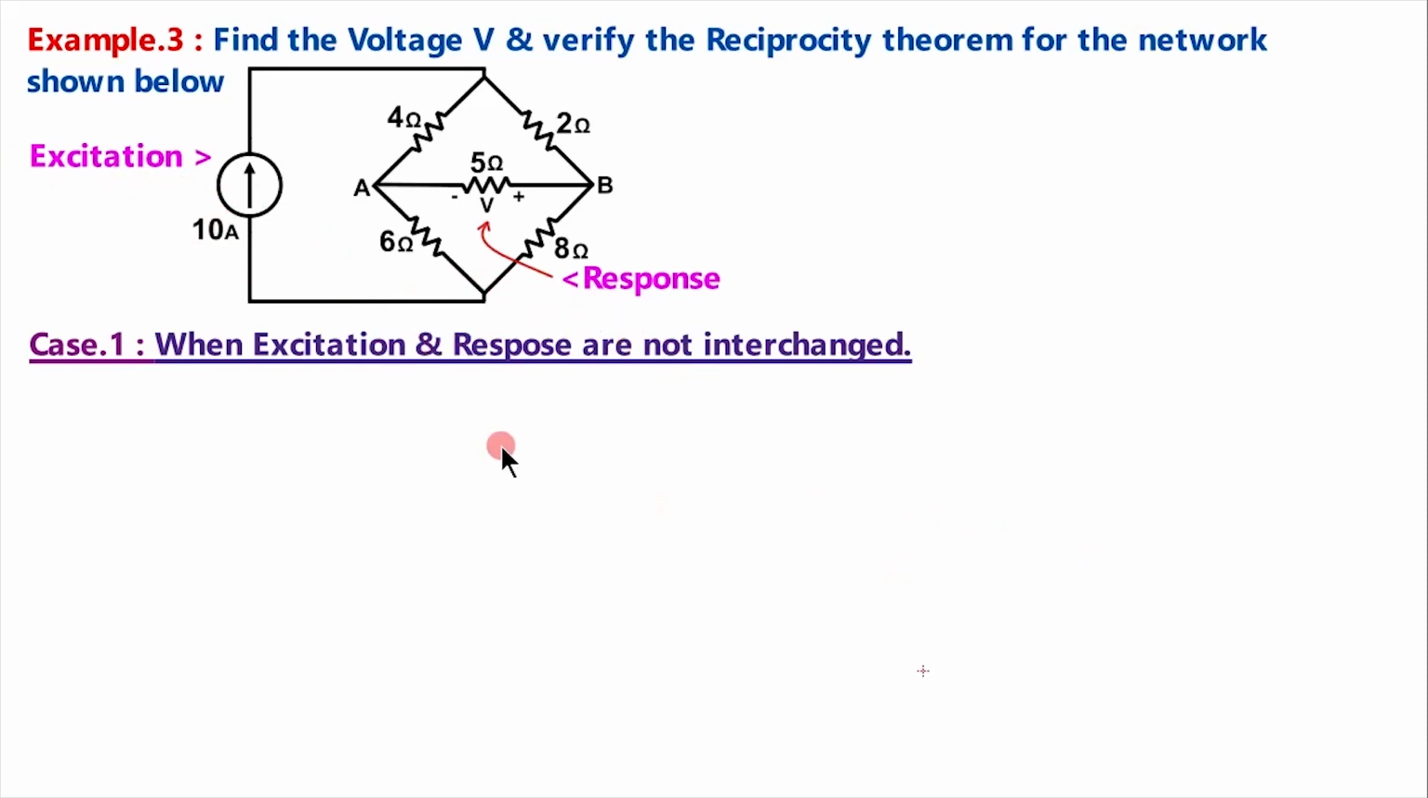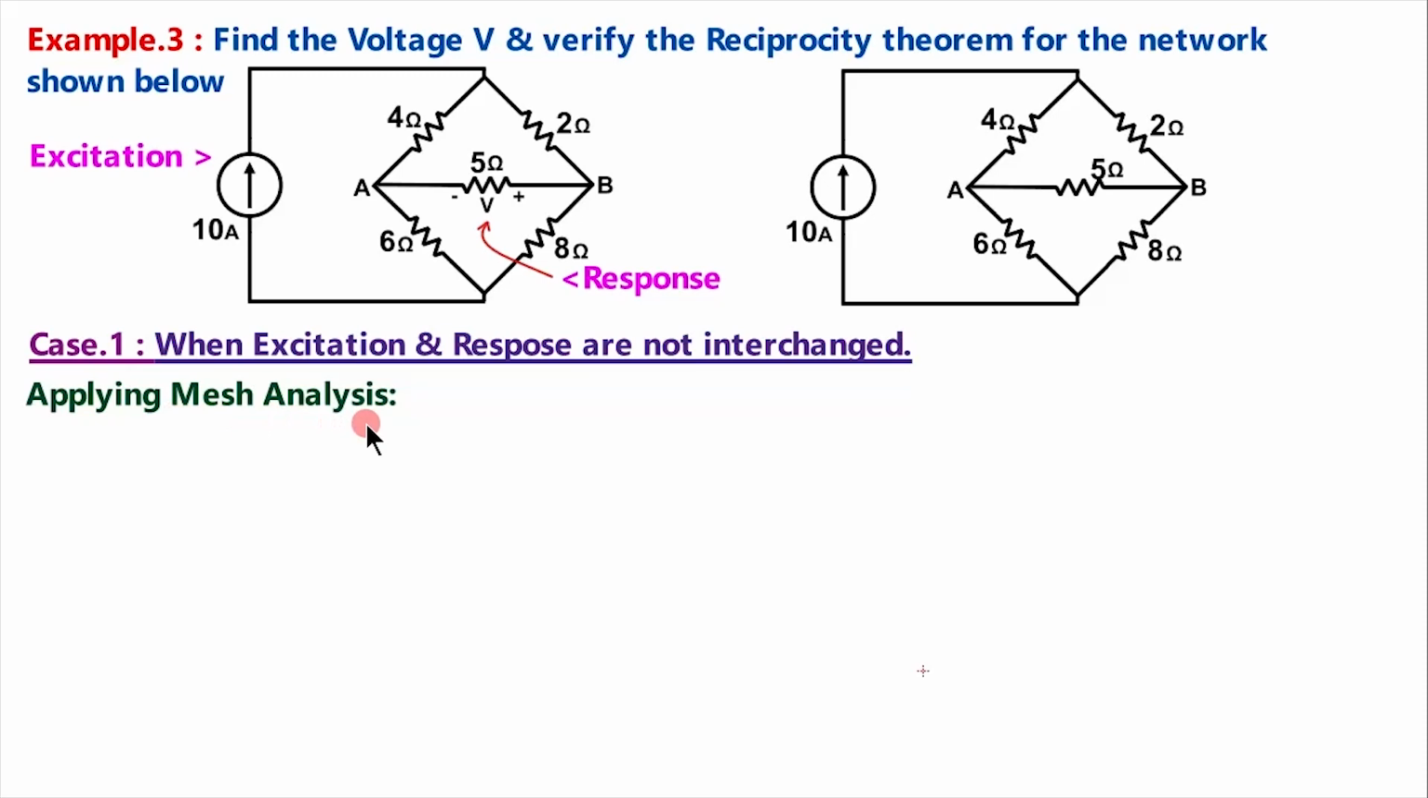For that, we will apply mesh analysis. We will redraw this circuit once again. For applying mesh analysis, we have to first mark the meshes. Here 3 meshes are there, 1, 2 and 3. Next step is to mark the currents flowing in these meshes. Let the currents be flowing in clockwise direction.